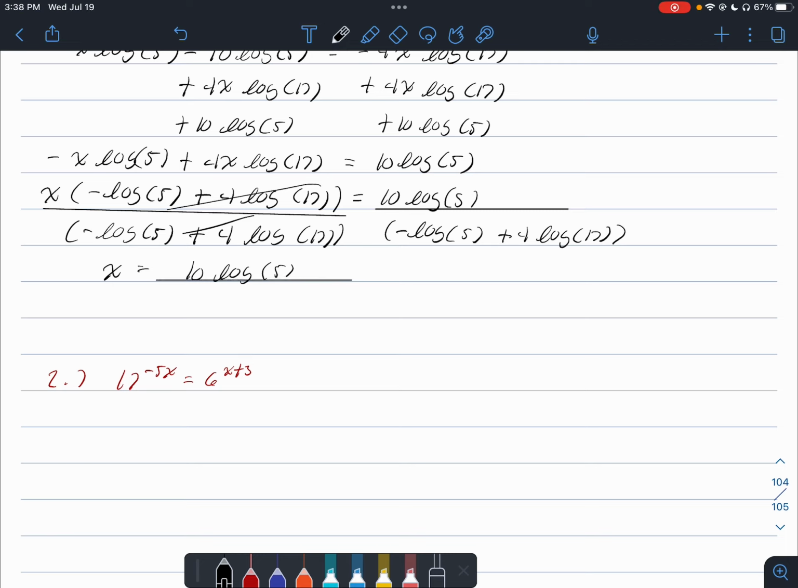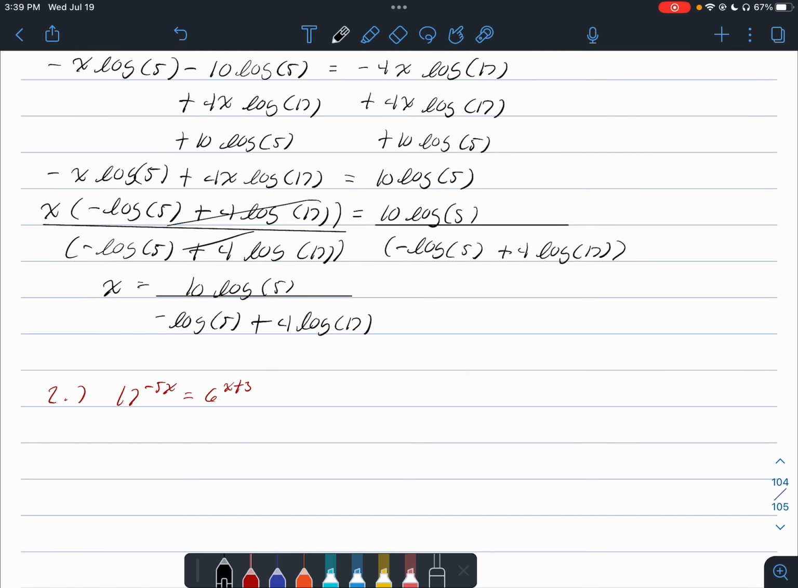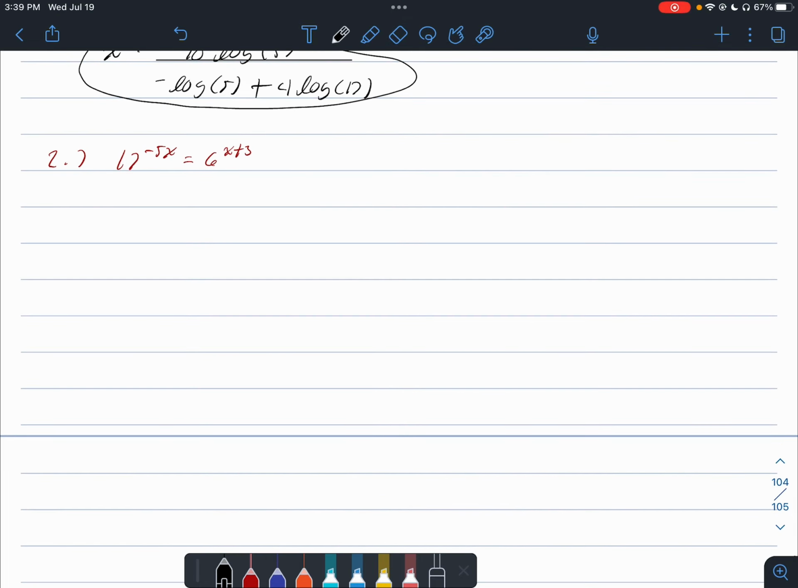we can rewrite this bottom one to switch the order so it looks nicer if we want. We can also leave it alone. We'll go ahead and leave it alone. Negative log 5 plus 4 log 17. So there we go. X is equal to 10 log 5 over negative log 5 plus 4 log 17. You can plug that into the calculator if you want to, but I believe your homework wants you to put it in like this, because this is the most exact way to answer this equation.